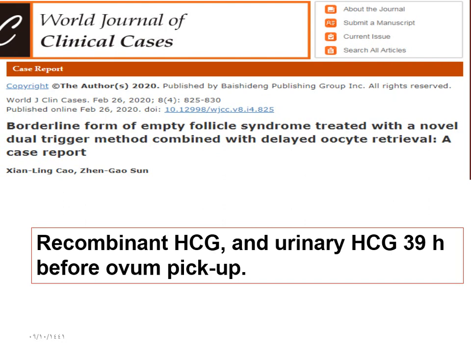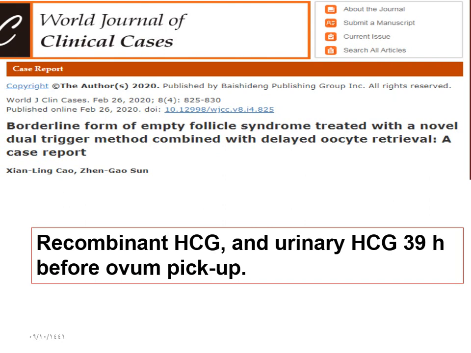So recombinant HCG was used in many studies, and can also be used in combination with urinary HCG as a modified protocol. This is a recent publication for a borderline form of empty follicle syndrome. And you know that recombinant HCG is pre-filled, ready to use, and purified versus the urinary HCG.